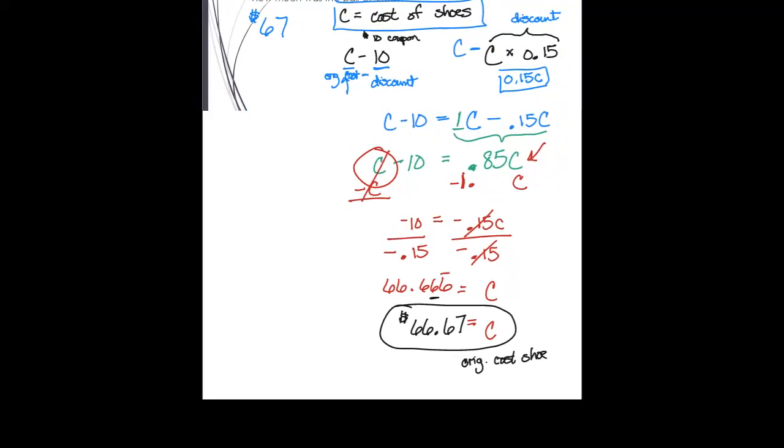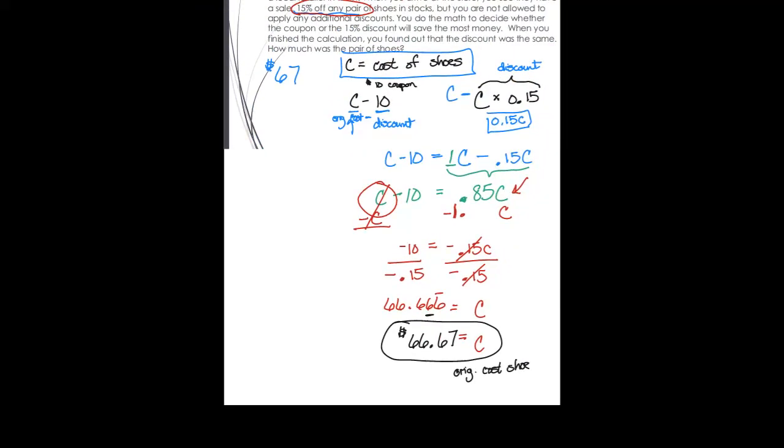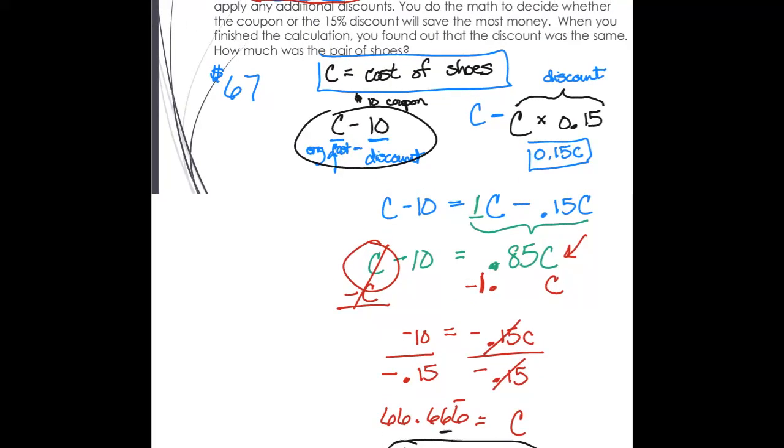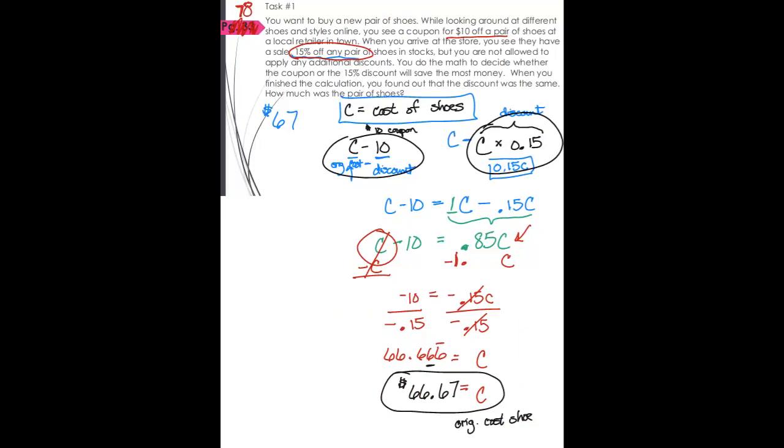Now, did you really have to do all of that? Well, sort of. I mean, we knew it was the cost of the shoe minus $10, right? We knew that. We knew the discount was 15% of something. And when you take a percent of something, you have to multiply it. Then that becomes the discount, and then you still need to subtract that from the cost of the shoe.